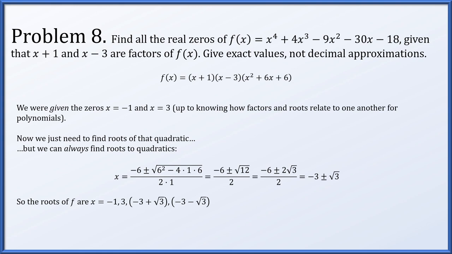Therefore, we have found roots negative 1 and 3. Those were given to begin with. And the two roots we found are negative 3 plus root 3 and negative 3 minus root 3. Since we have found four zeros of a degree 4 polynomial, we are done. There are no more to find.